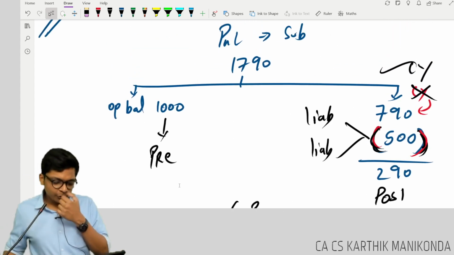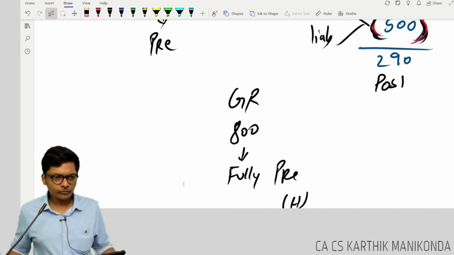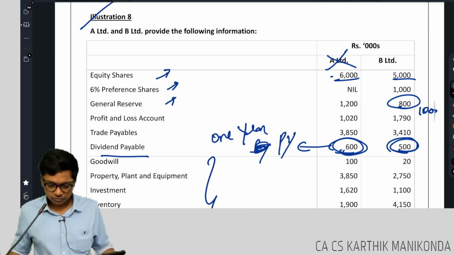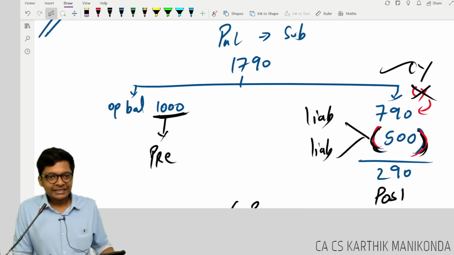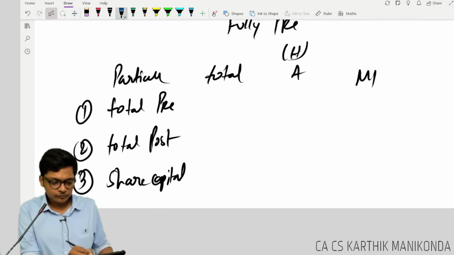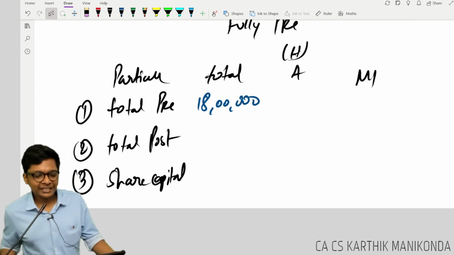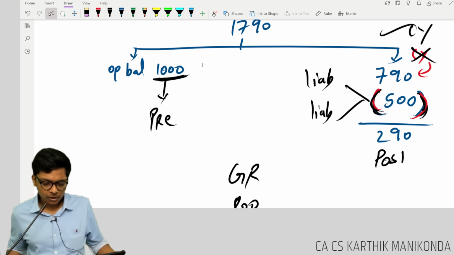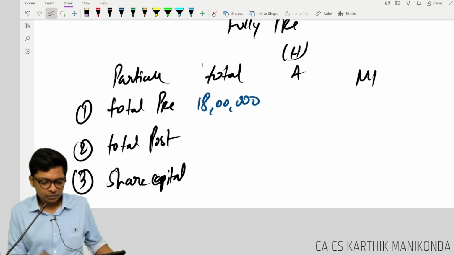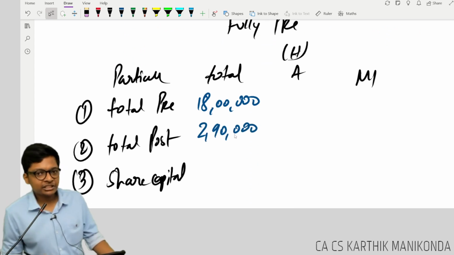What is total pre we computed above? 10 lakhs plus 8 lakhs. Rupees in thousands. Correct. Total pre will be 18 lakhs. Guys, are you following? What is total post as per the question? 2 lakh 90, that's it, only 2 lakh 90. What is A's share?